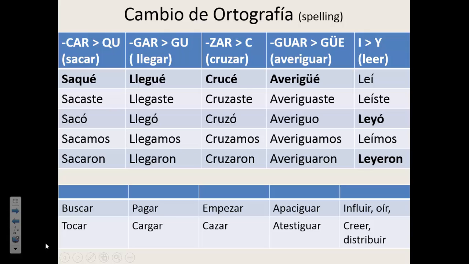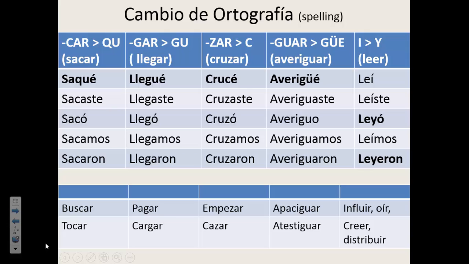So, saqué, sacaste, sacó, sacamos, sacaron. I took out, you took out, he or she took out, we took out, they took out. Llegué, llegaste, llegó, llegamos, llegaron. I arrived, you arrived, she arrived, we arrived, they arrived. So you can see that all of these verbs have preterite yo changes. And also underneath, I've written verbs that are very similar to it as well, like buscar and tocar.